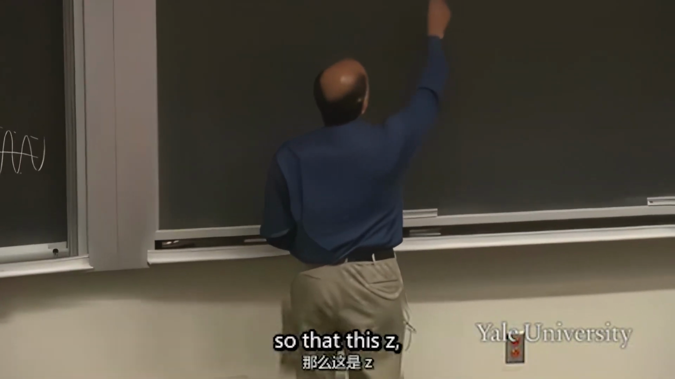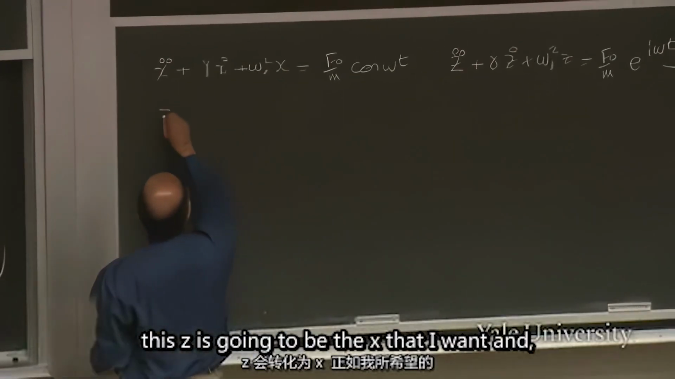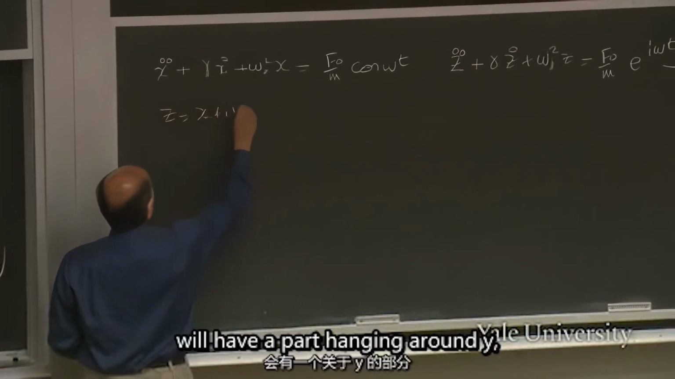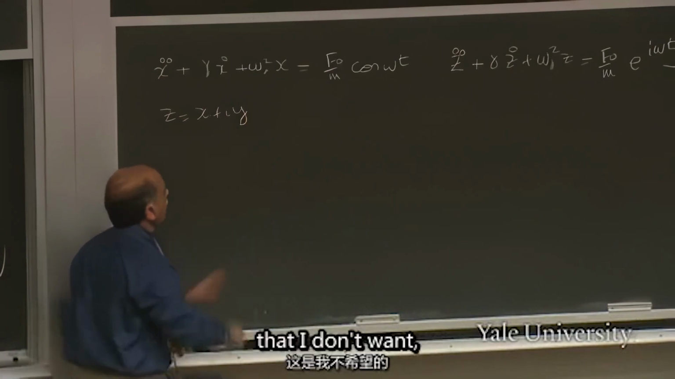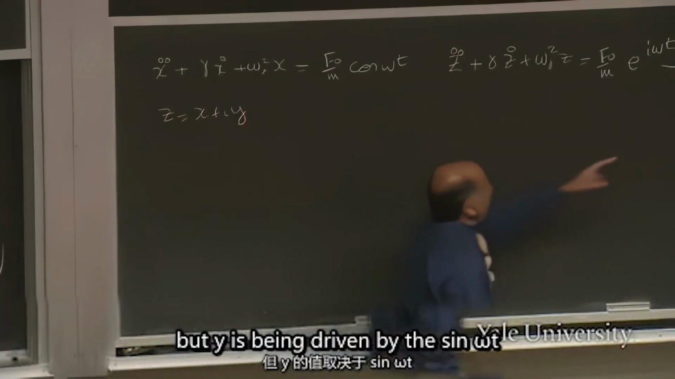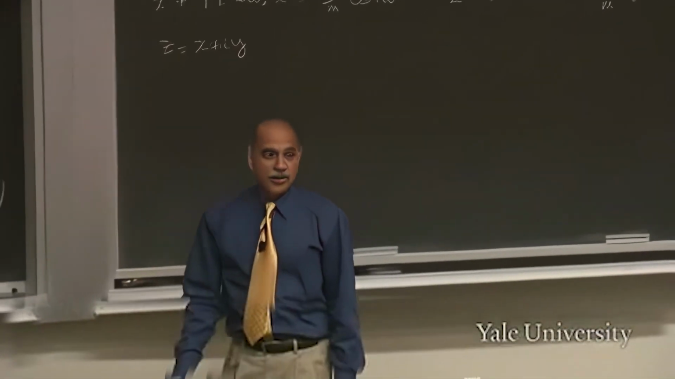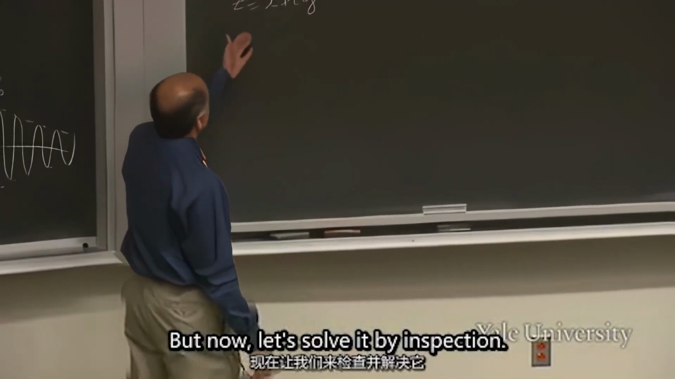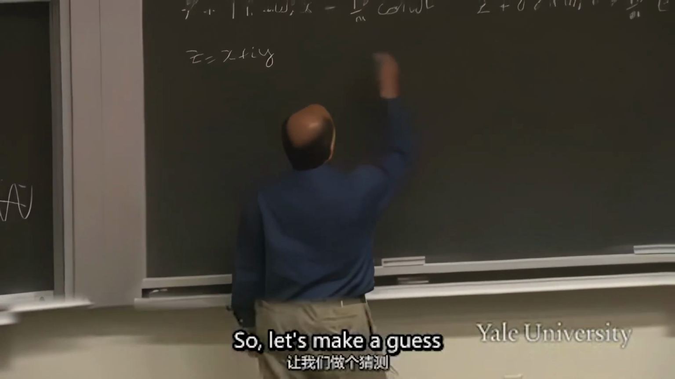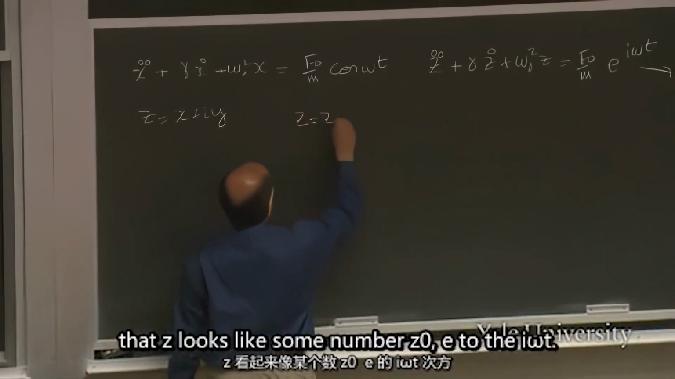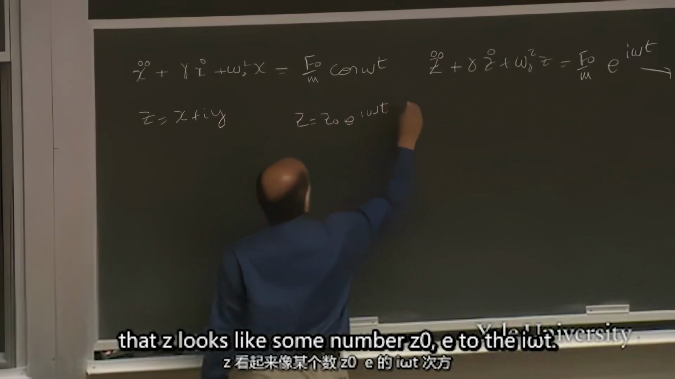So that this z is going to be the x that I want, and we'll have a part hanging around, y, that I don't want, but y is being driven by the sine omega t, and x is being driven by the cos omega t. But now let's solve it by inspection. So let's make a guess that z looks like some number z naught e to the i omega t.